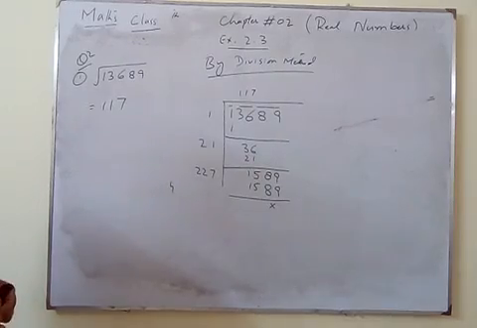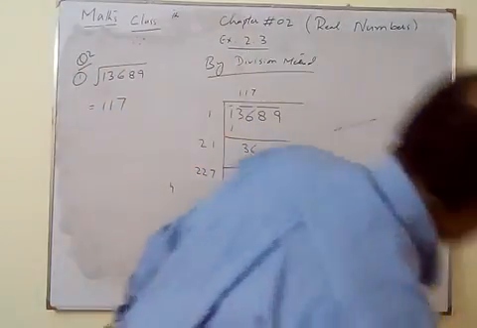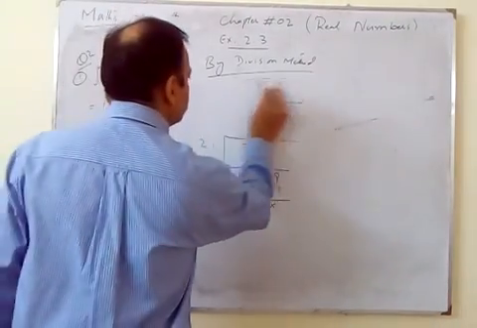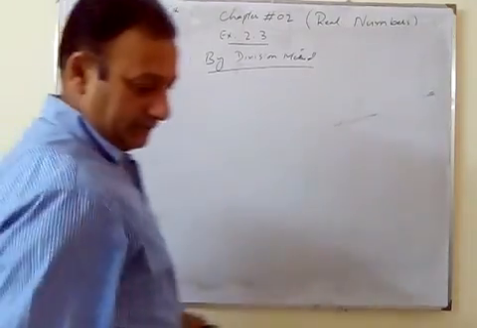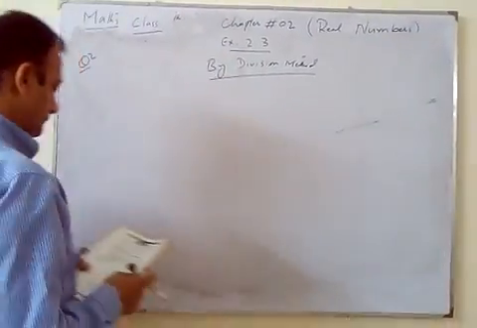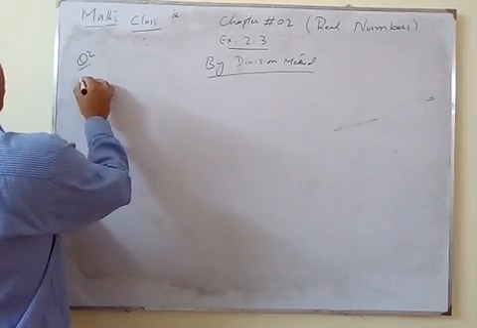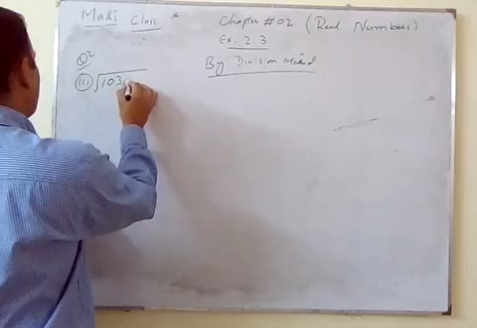So this is the method to find the square root by division method. In the third part, 103041.